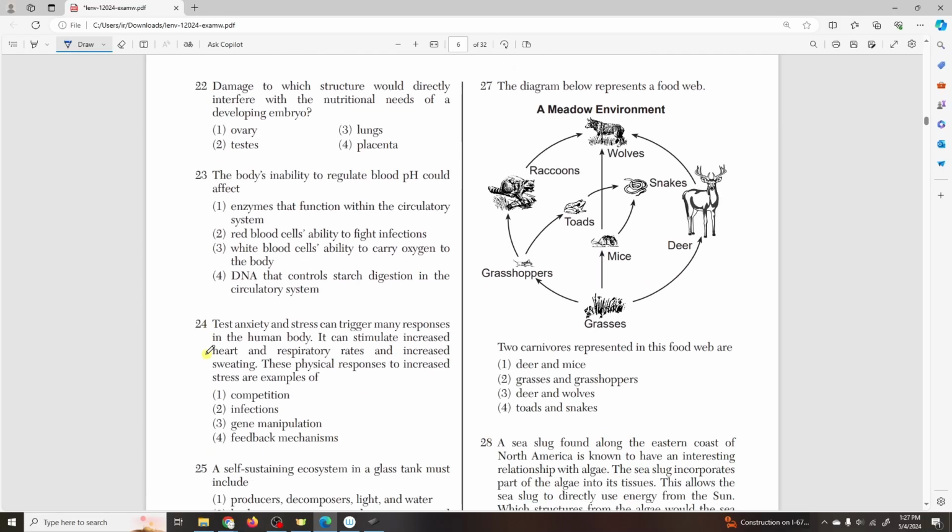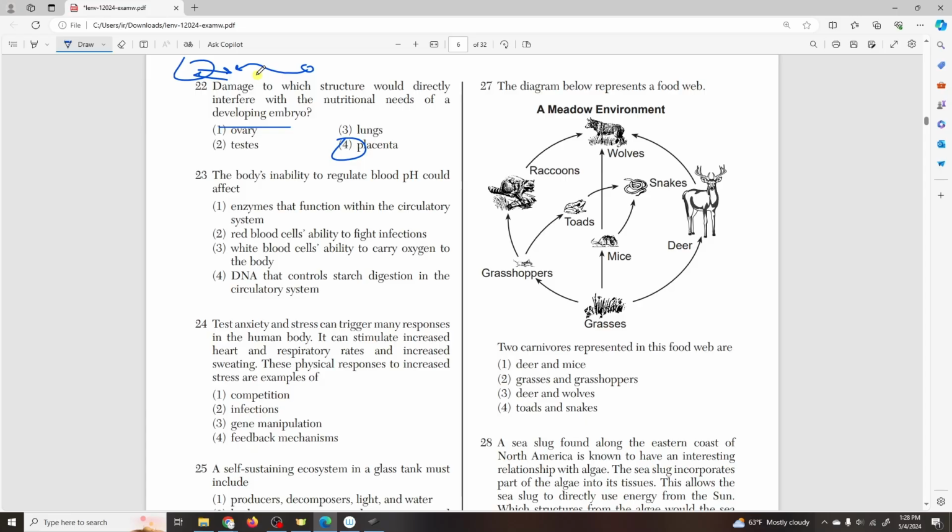Number 22 says damage to which structure would most directly interfere with the nutritional needs of a developing embryo. That would be the placenta. The placenta is kind of this organ that directly transfers blood and waste into and out of the embryo, right? So if the placenta was destroyed, also the umbilical cord actually connects to the placenta. So the placenta is like the main center for which nutrients come in and out of that baby, right? So if the placenta was destroyed, then guess what? There's nothing to feed into the child anymore. There's nothing to take out of the child anymore, right? So nutrients go into the placenta, and then they go from the placenta through the umbilical cord to the baby.